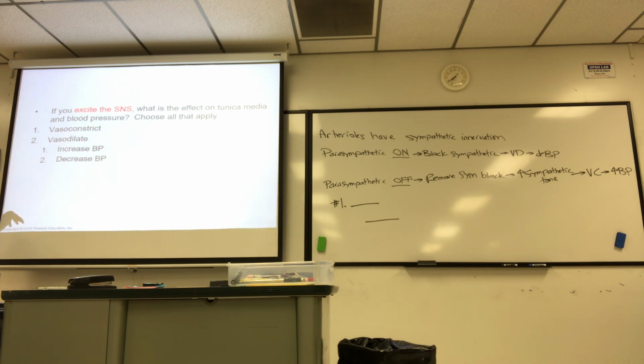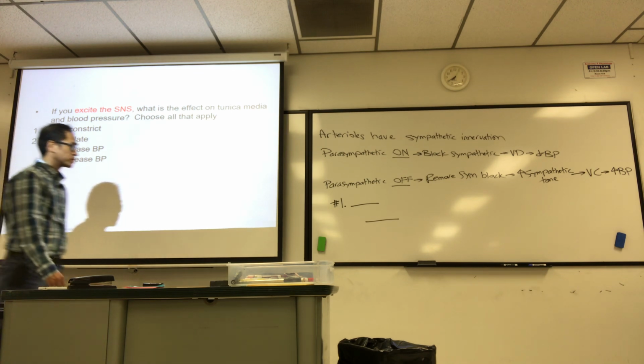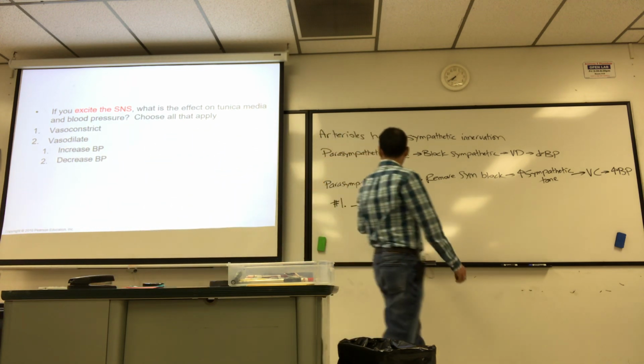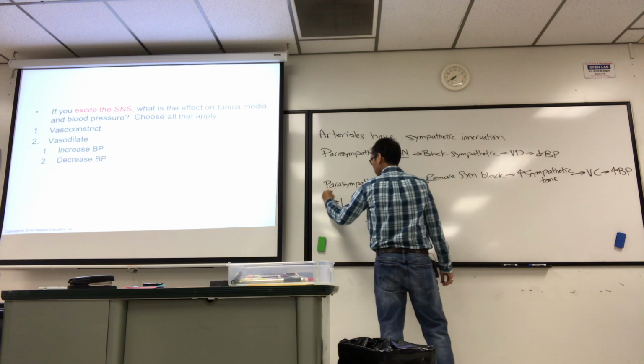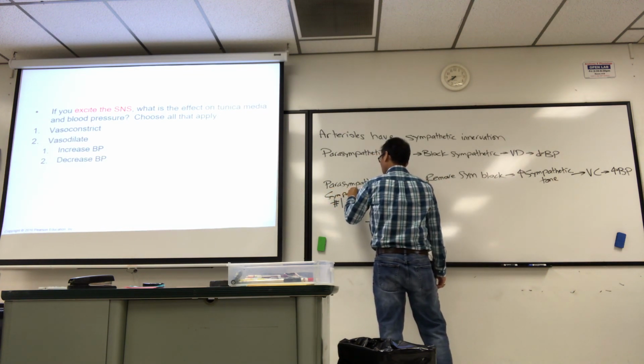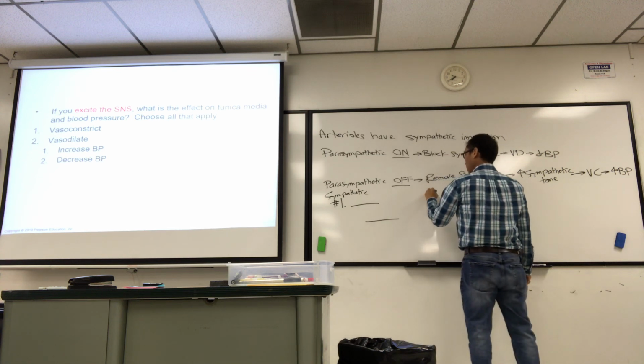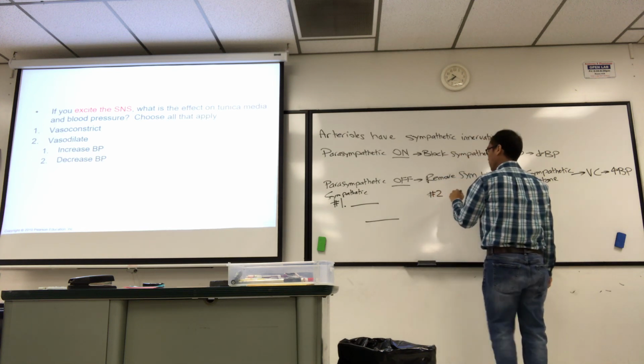Okay, so that's the basic. I can't make it any more basic than that. So choose the correct line of thinking. When you have a sympathetic nervous system response, what's the effect? Okay, based on what we just talked about. So for number 1, it's sympathetic. For number 2, it's going to be parasympathetic.